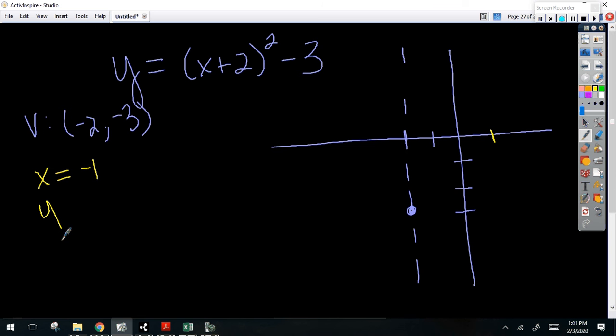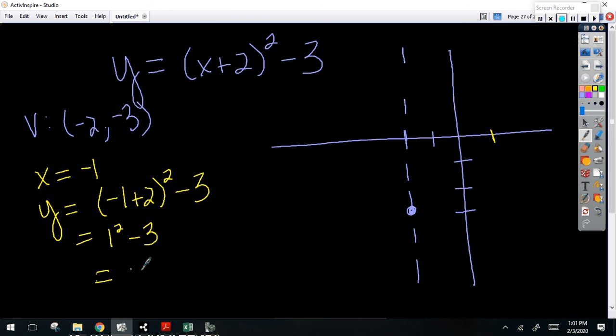Y equals -1 plus 2 squared minus 3. Remember your order of operations said -1 plus 2 is 1. And 1 minus 3 is, y'all can do this one, -2. So I got -1, -2.